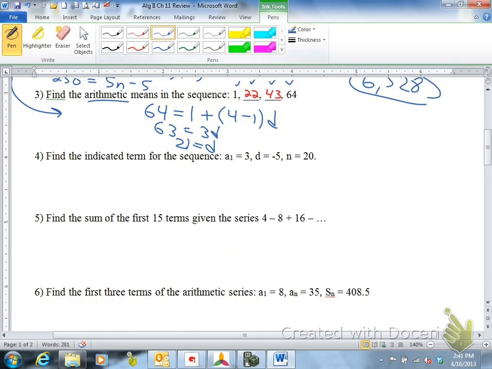For number 4, find the indicated term. N equals 20 tells you what term you're looking for. You'd have a sub 20 equals the first plus the number of terms minus 1 times d. And that's pretty easy to solve. You plug it into your calculator and you get negative 92.